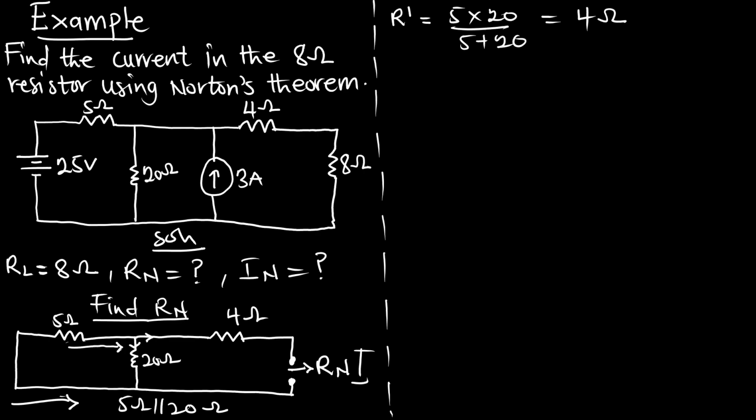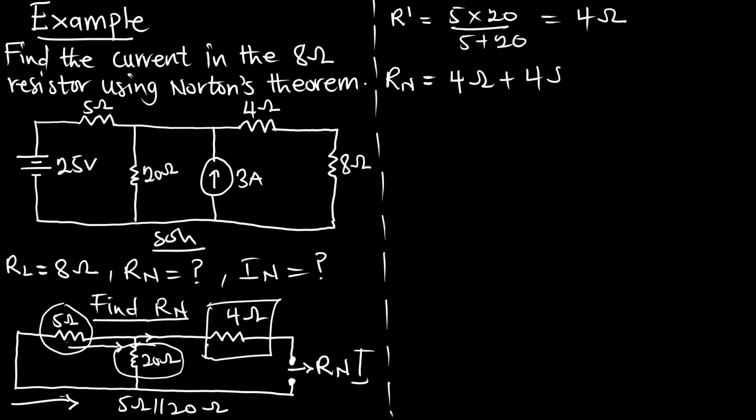Now that 4 ohms, as the effect of the 5 and the 20, is going to be in series with this 4 ohm resistor. Therefore, the Rn, the total resistance in the circuit, is going to be the series combination of the 4 ohm plus the 4 ohms, and that is going to give us 8 ohms as our Rn. So now we have the Norton's resistance calculated. Very simple. We have it as 8 ohms. So we are interested in the Norton's current now.